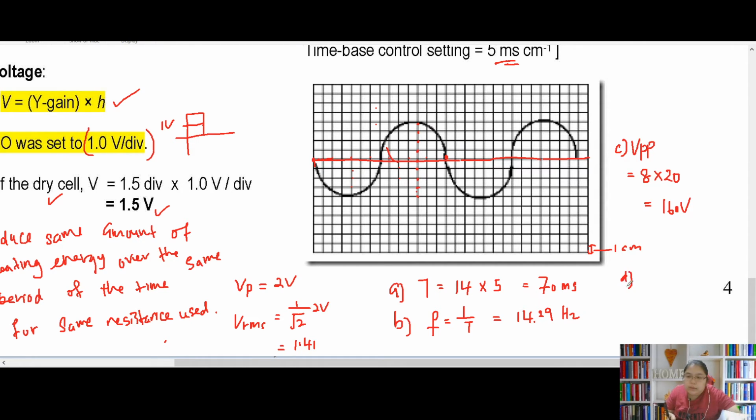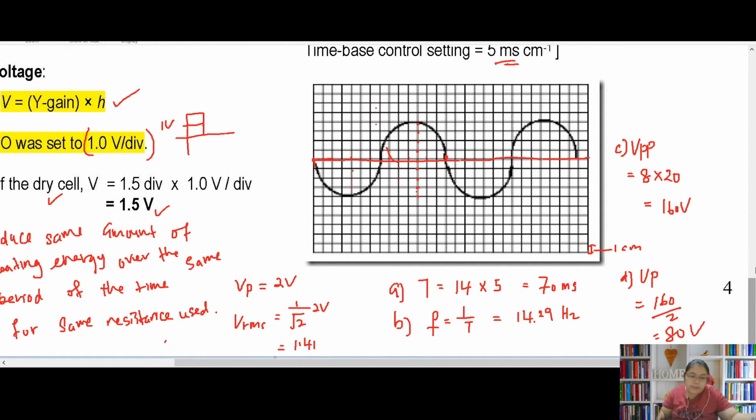Okay, D is peak voltage, so VP. So we just divide by 2. So VP equals 160 divided by 2. Okay, there's the answer, 80 volt. Just one of the simple questions. Make sure you look carefully at every box.